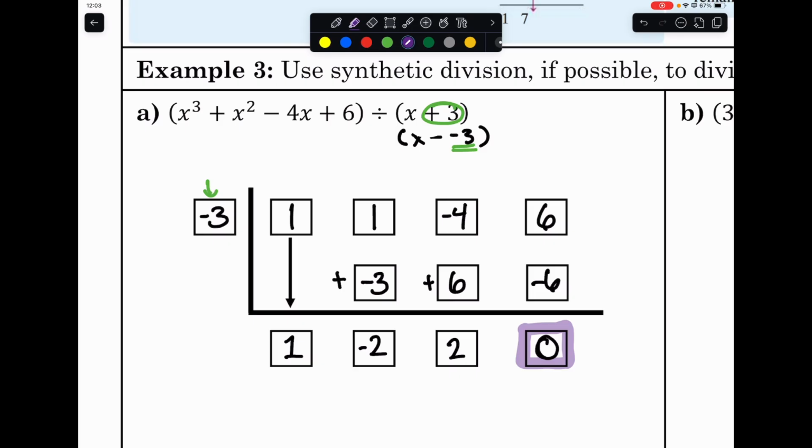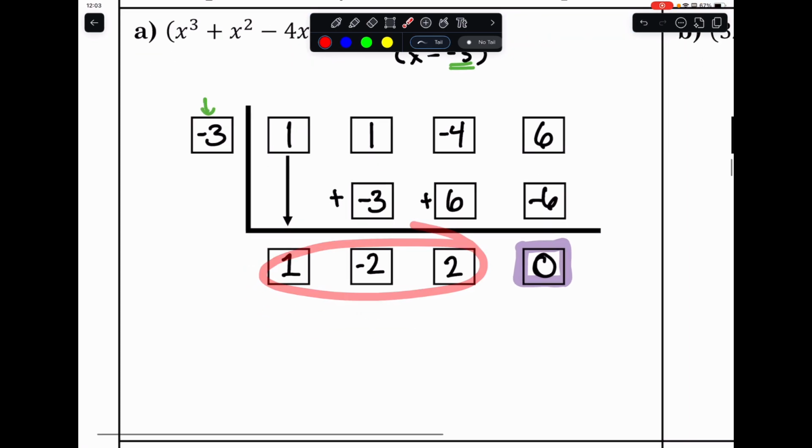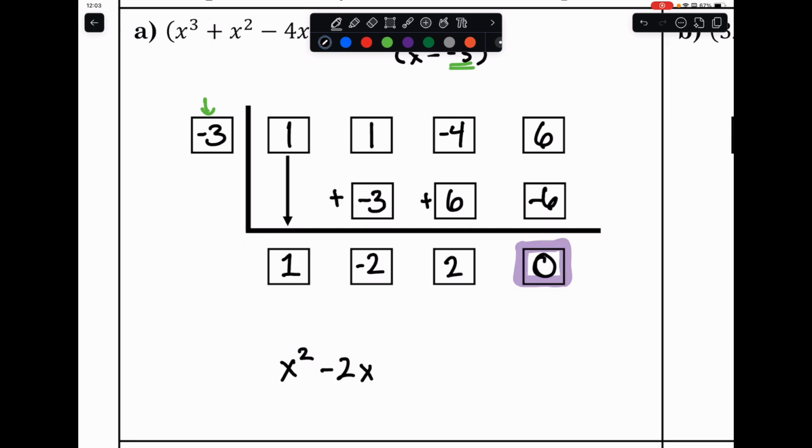And for the same reason as the previous one, because we're dividing by x to the first power, that means that our quotient is going to divide all of these x's by that 1x, reducing the exponent from 3 to 2 to 1, and then to our constant term. So our answer is going to be 1x to the second power minus 2x to the first, and then plus 2.